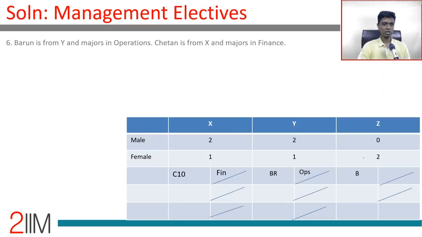So let's go to this constraint. Barun is from Y and majors in operations. Barun, Y, operations. Chetan is from X and majors in finance. C10, majors in finance. So I'm going to write major / minor. For each of the students, we've got the name, college name, and major for 2 of the guys. This we put in directly. And we know that B and C are here. Wonderful.